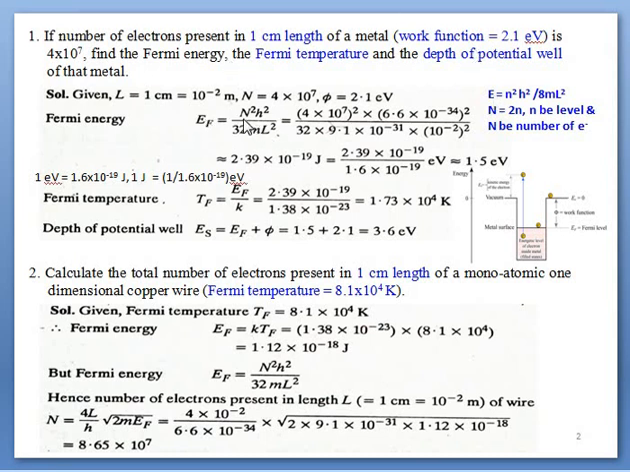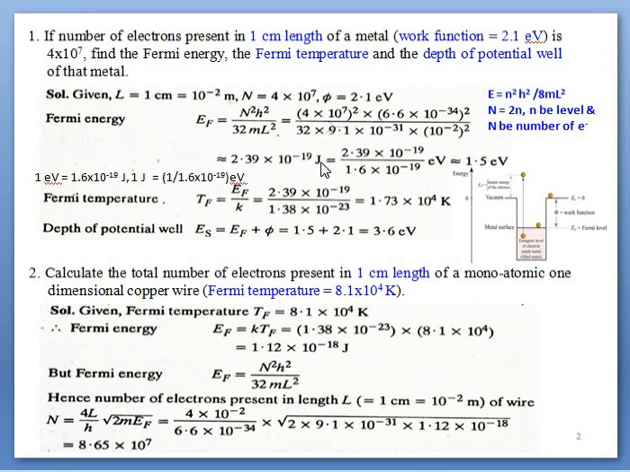So now we substitute the value of capital N, the concentration, which is given here. h represents Planck's constant, which is equal to this one. m is the mass of an electron, and L is the length of the metal. Here 1 centimeter is given in terms of meter, 10 power minus 2. By substituting all these values, we have EF equal to this one in terms of joule.